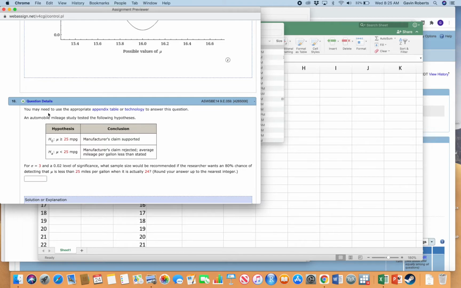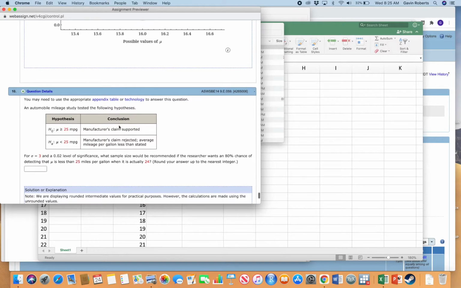But anyway, this problem is about an automobile mileage study that tested the following hypotheses. The null hypothesis is that mu, the miles per gallon, is greater than or equal to 25 miles per gallon. The alternative is that mu is less than 25 miles per gallon. And then down here they tell us that the true mean is 24. So we're asking, what's the probability that we will pick up the fact that the true mean is less than the null mean in this test?